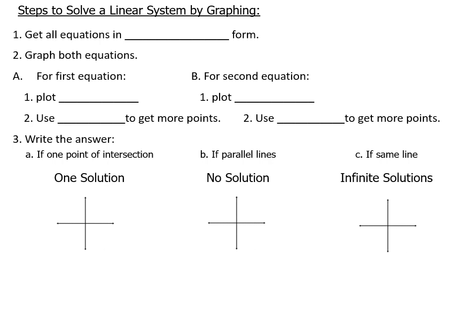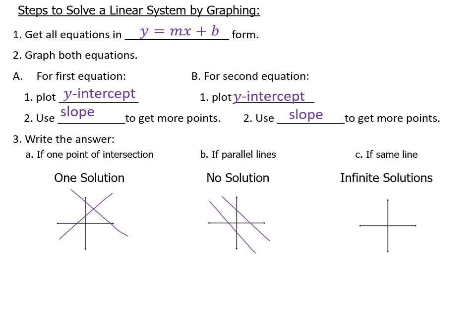Now unpause the video, we're going to fill in the information. First off, we get all the equations in y equals mx plus b form, and then graph both equations. For the first equation, plot the y-intercept and use the slope to get more points. For the second equation, we plot the y-intercept and use the slope to get more points. If it's going to be one solution, it's going to look where you intersect at one point. No solution, they're going to be parallel. Okay, they never intersect. An infinite solution happens to be one line right on top of the other, just like I did there with the 2 colors. So go ahead and pause, make sure you've got all this down, and then we'll go on to the next page, or bottom of the page, and actually solving.